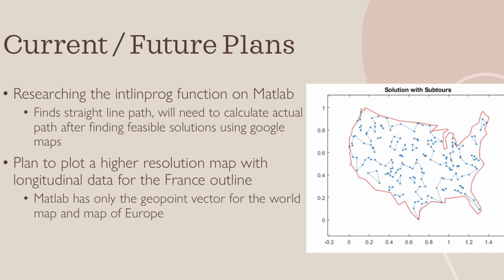Currently, I am researching the traveling salesman problem, and I will utilize the intlinprog function in MATLAB to find the most optimal path. However, this function will just take the latitude and longitudinal points and find the straight line path between each of them, like the plot of the US shown on this slide for an example. So I plan on finding possible, feasible travel paths and then determining a more realistic time estimate using Google Maps, at which point then you could narrow down the most feasible solution based on that.